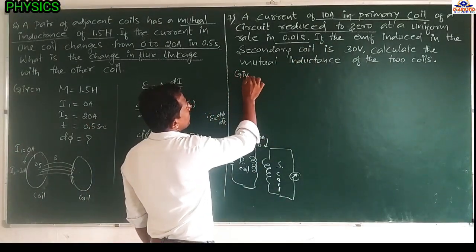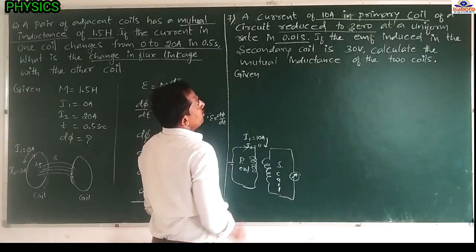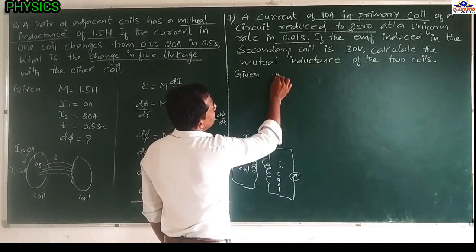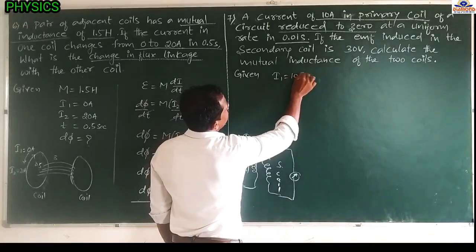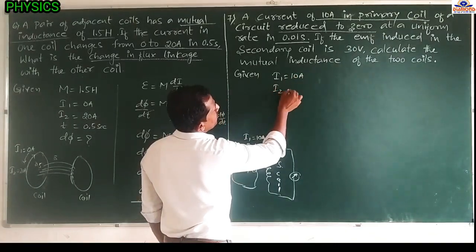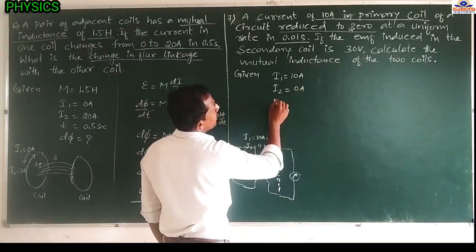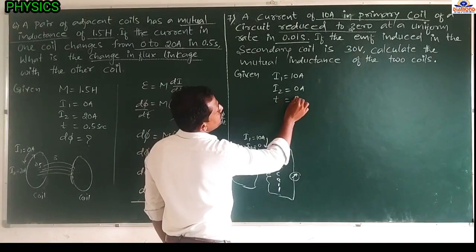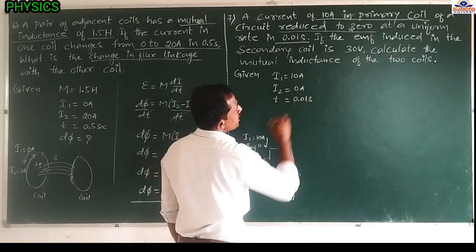Then we are ready. Given: I1 value is given, I1 equals 10 ampere. I2 value is given, I2 equals 0 ampere. Time value is given, 0.01 second.